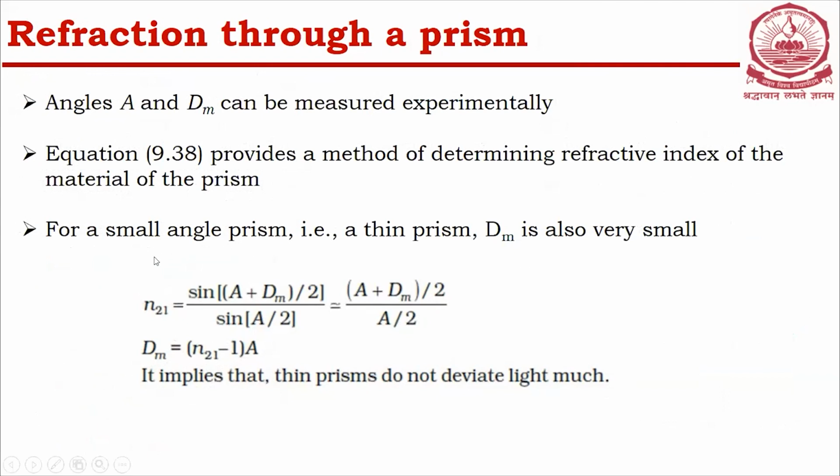There is another prism called a small angle prism, or thin prism. In this case the angle of minimum deviation is very, very small. So it is sin((A plus dm) by 2) divided by sin(A by 2), and because the angle is small, sin((A plus dm) by 2) becomes (A plus dm) by 2 divided by sin(A by 2). So this is for a small angle prism. I think some hands are raised, we will see that quickly.